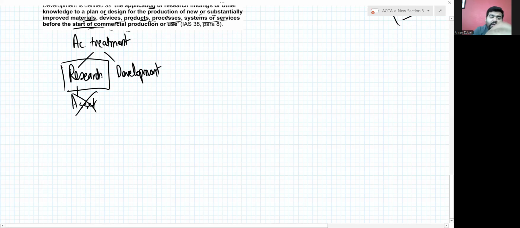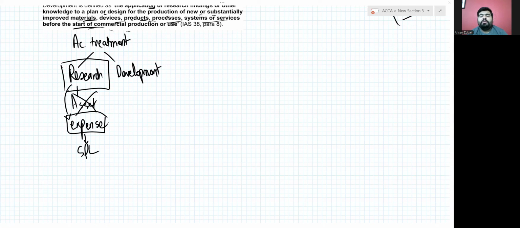But yes, research will be classified as an expense in SPL. Again, why expense? Because it is not creating any future economic benefit, or proper present control is not there on the research. But the main point is obviously that future economic benefit is not there. If there's no future economic benefit, then obviously no classification of asset will be there. So that's why it is classified as an expense in SPL.